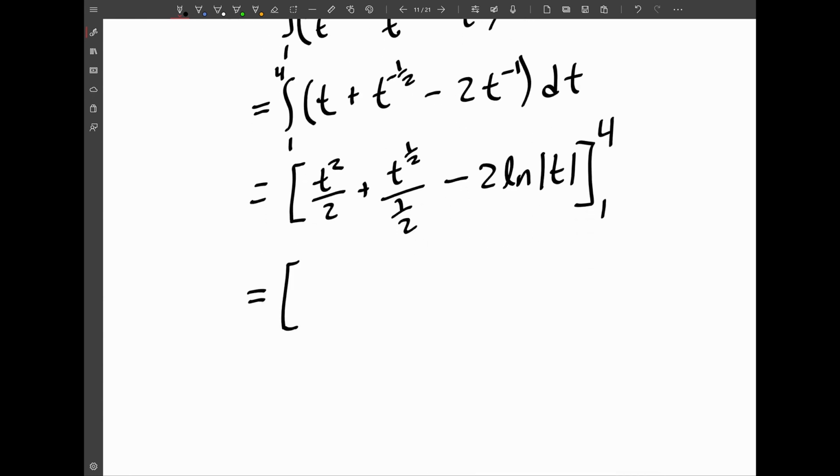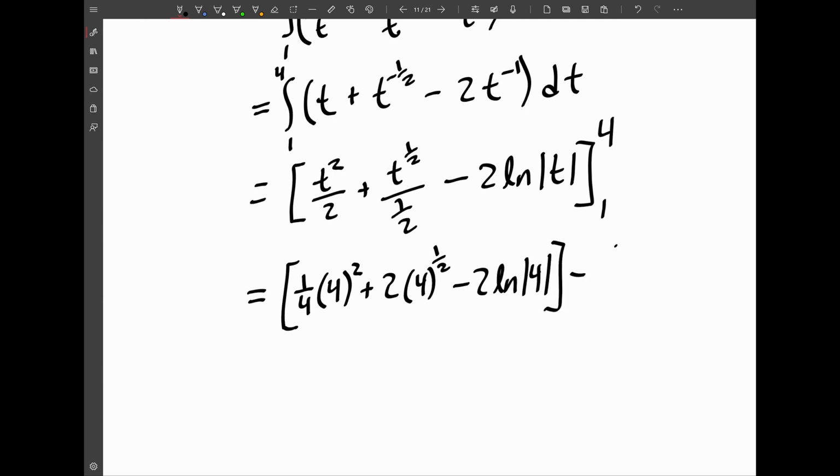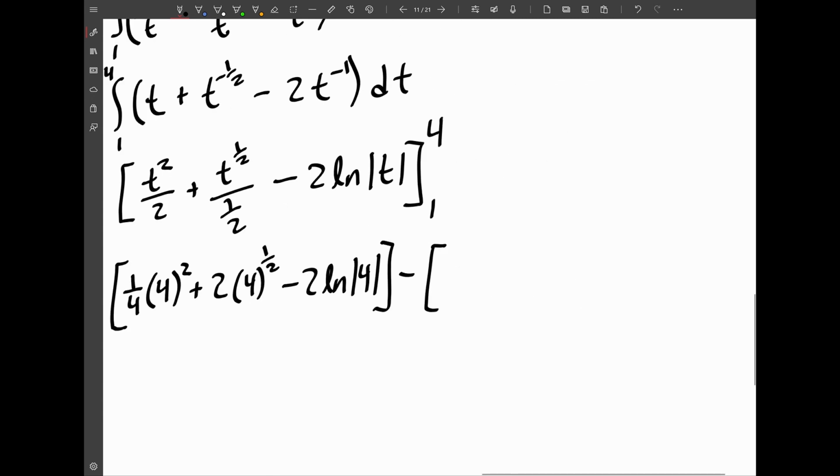So what I got here now is 1/2 times 4 squared plus, that divided by 1/2 just becomes 2, 2 times 4 to the 1/2, minus 2 natural log of 4, minus all the same stuff but with a 1: 1/2 times 1 squared, plus 2 times 1 to the 1/2, minus 2 natural log of 1.